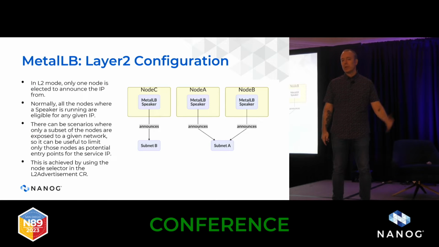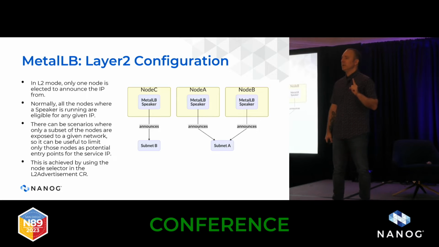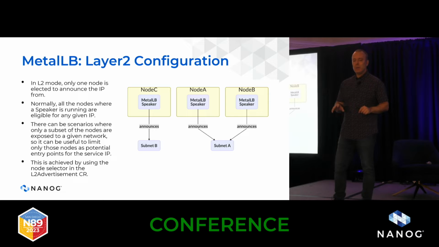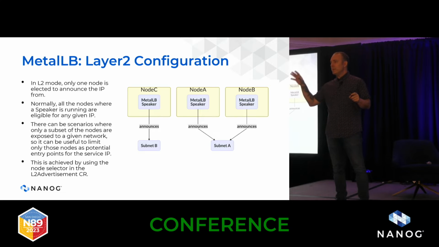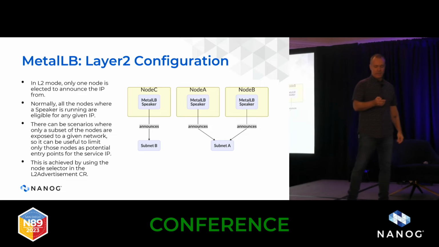MetalLB has an option to work in layer 2. Personally, I don't like it too much because you need to put just one node getting all the traffic in layer 2, exposing a service IP, and the rest of the nodes stay in standby. As soon as one node crashes, it's going to take maybe a minute, a couple of minutes, for another node to take that service IP. Then it's not that clean in a failover process. And also you are concentrating the traffic in just one node.